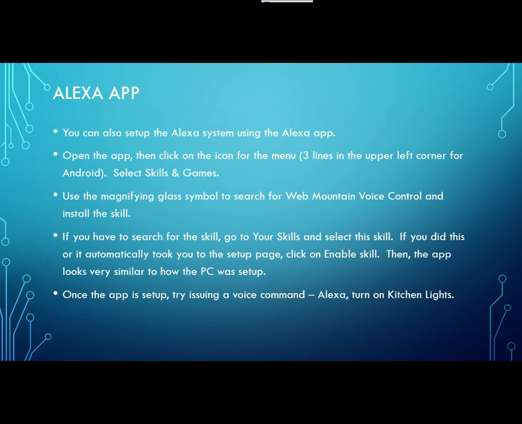If you have to search for the skill, go to your skills and then select the skill. If you did this or it automatically took you to the setup page, click on Enable Skill. Then from there on, the app looks very similar to how we set up the PC app earlier. Again, once the app is set up, try issuing a voice command. Alexa, turn on kitchen lights, as an example.